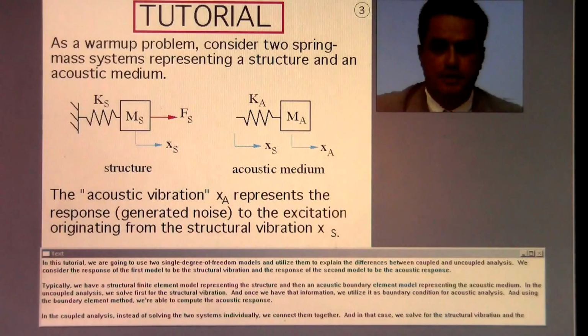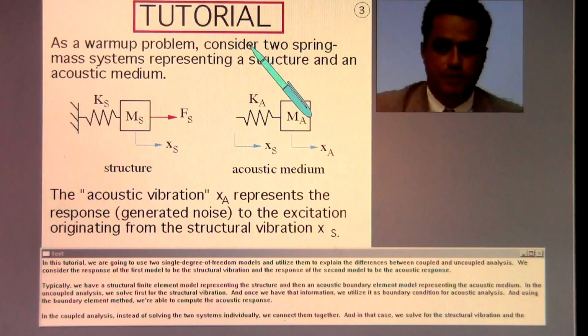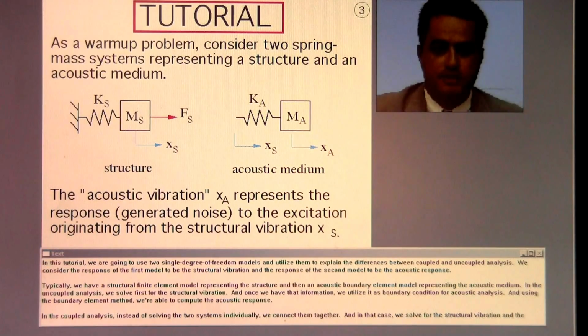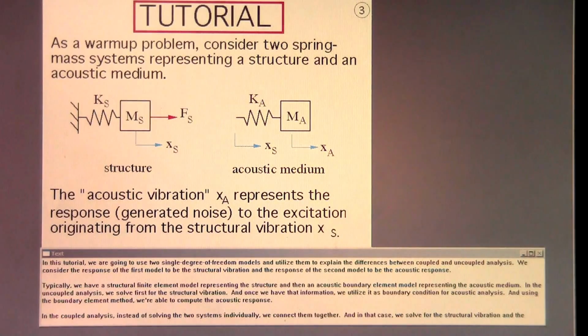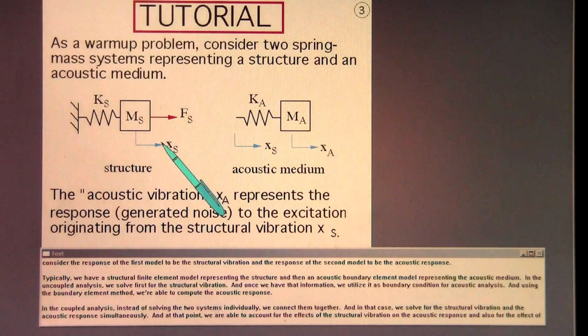In this tutorial, we are going to use 2 single degree of freedom models and utilize them to explain the differences between coupled and uncoupled analysis. We consider the response of the first model to be the structural vibration, and the response of the second model to be the acoustic response.